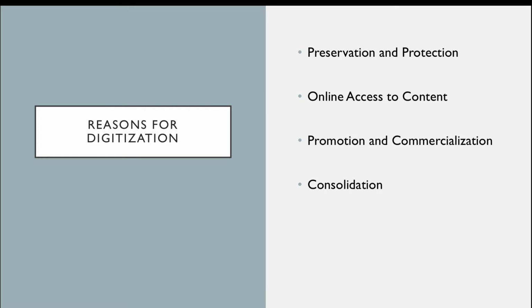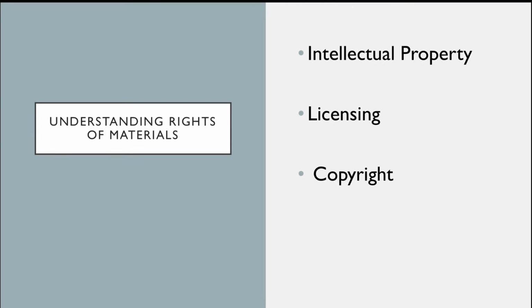Now I'm going to define some of the terms that you come across when looking at the issue of rights of materials. So these terms are intellectual property, licensing, and copyright. To start, intellectual property is any work that is a result of creativity that someone has the rights to. Next is licensing, and that is granting permission for the use or release of a work.